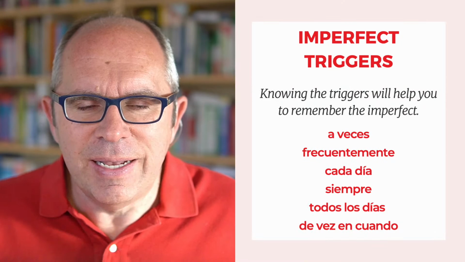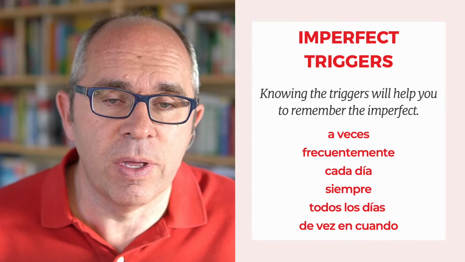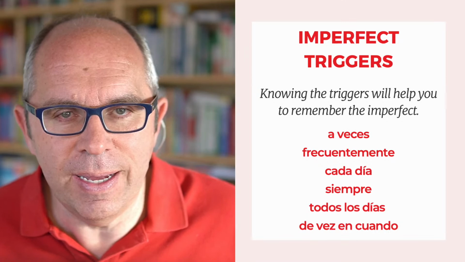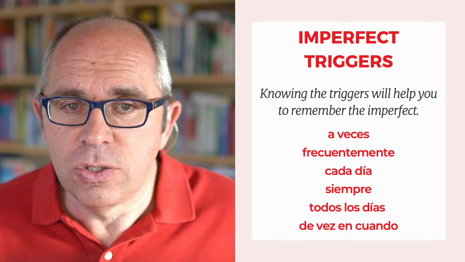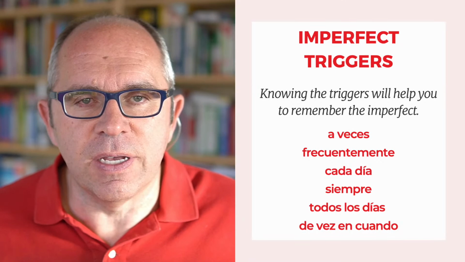And sometimes a key thing that will help is knowing what the triggers are that will help you to remember that imperfect. So in Spanish, we could be looking at things like a veces, sometimes, frecuentemente, frequently, cada día, every day or each day, siempre, always, todos los días, every day, or todas las semanas, every week, todos los años, every year, or de vez en cuando, from time to time. All of these are triggers for the imperfect.